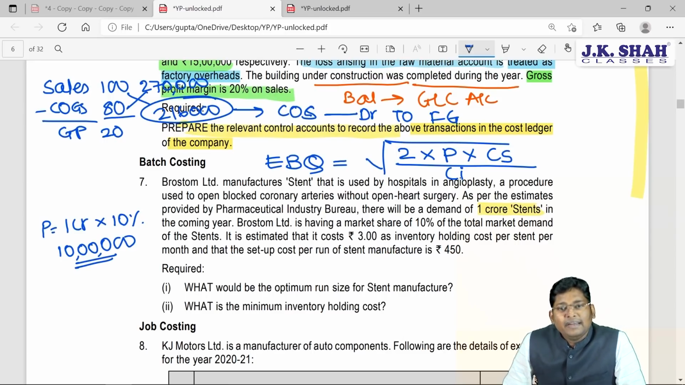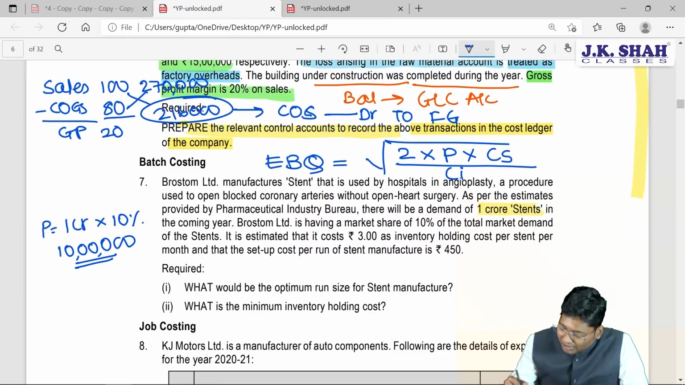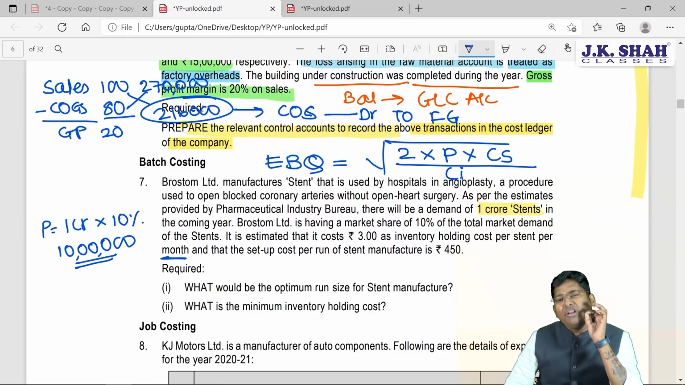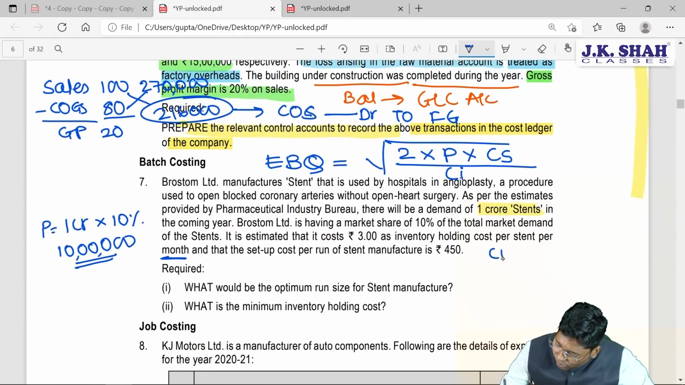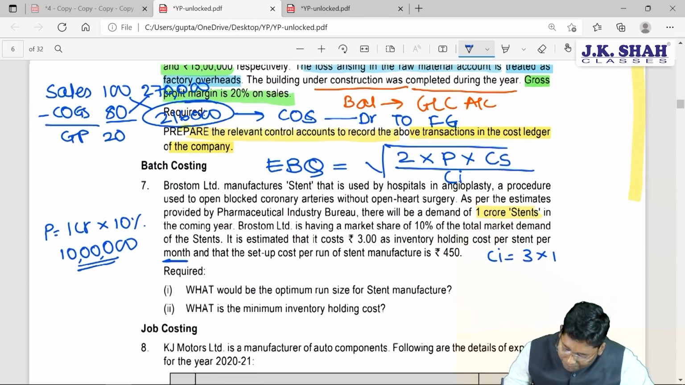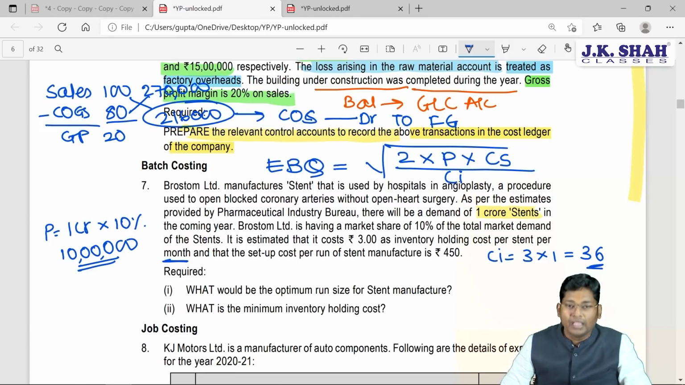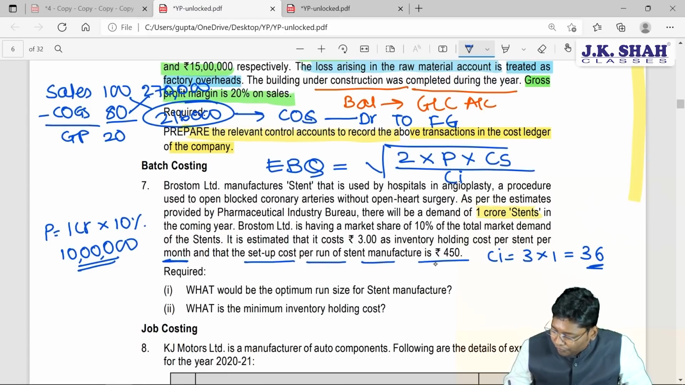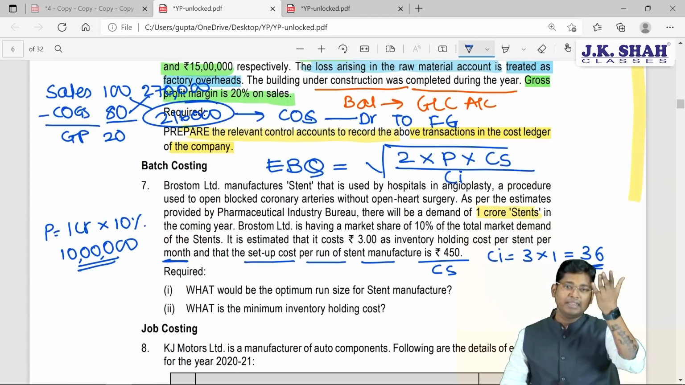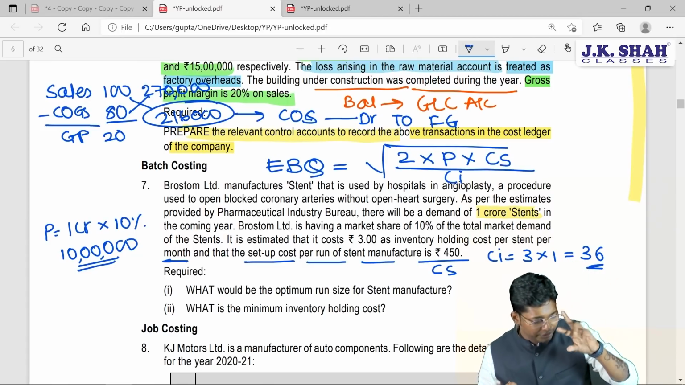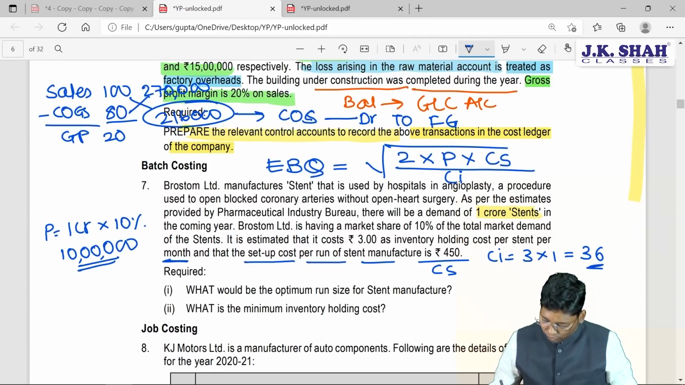It is estimated that it costs 3 rupees as inventory holding cost per stent per month. This is per month. We should always express inventory carrying cost, holding cost, on an annual basis, and for that purpose you should multiply this 3 by 12. 12 into 3 is equal to 36, and this is the carrying cost which we are going to put in our formula. And the setup cost per run of stent manufacture is 450. Setup cost is given. The formula is available with us. In this formula, you need to substitute the figures. Let's see how to substitute the figures.